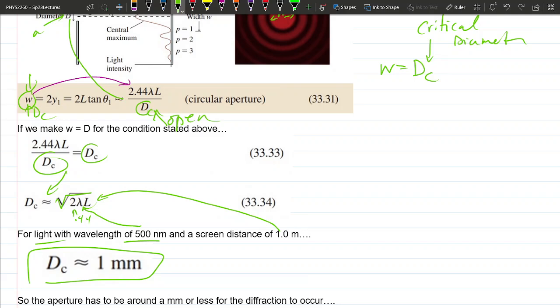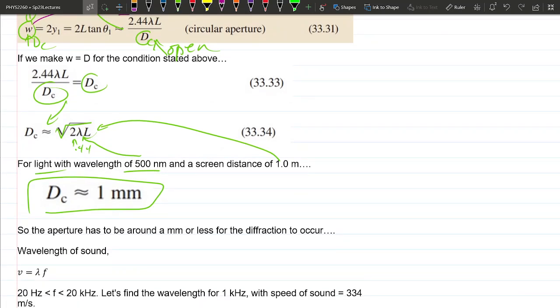That's one of the finest increments on a meter stick. So that means if the slit is smaller than a millimeter, we have to treat that light as waves. But if that slit is bigger than a millimeter, then we can actually treat it as a ray. So that's what we're going to be determining.